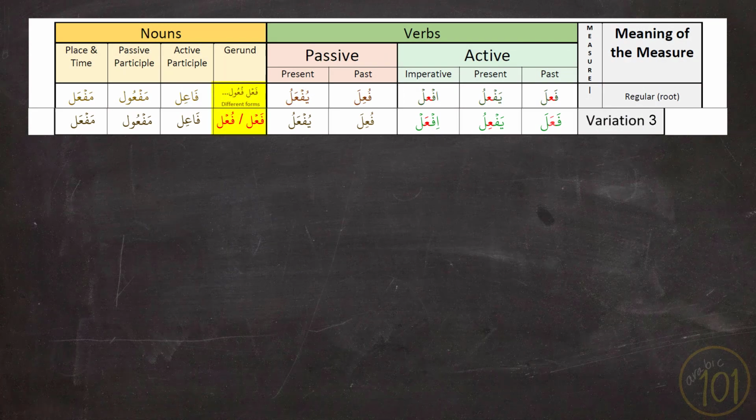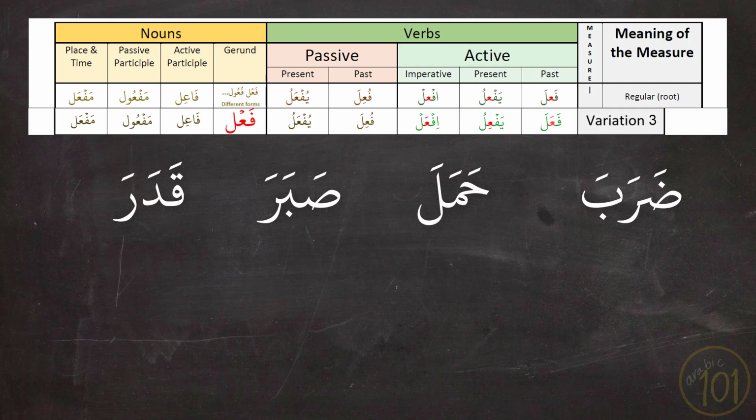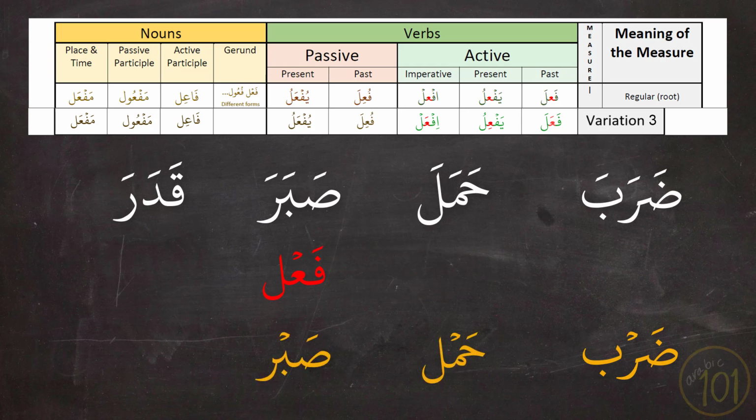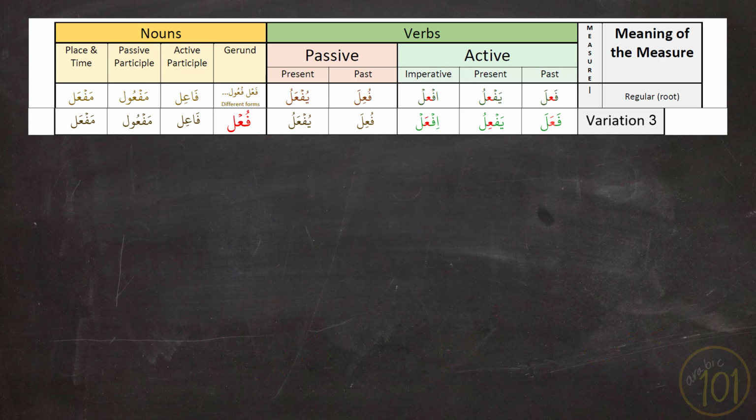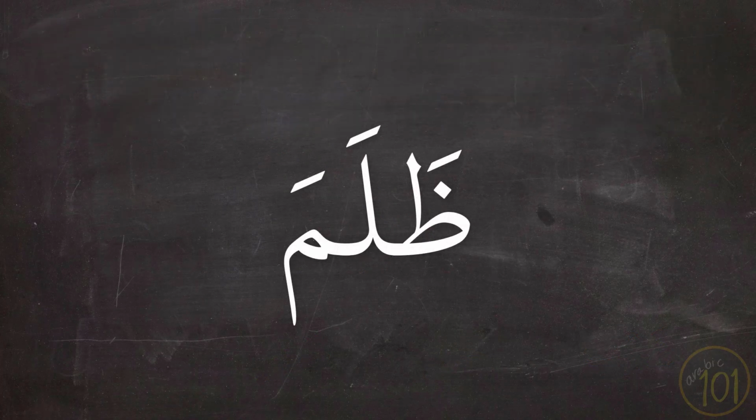patterns for the gerund form, فعل and فعل. And these verbs, which we have just learned, use the first pattern for the gerund form. So this means we go from ضرب to ضرب, حمل حمل, صبر صبر, and so on. And the coming set of verbs will use the pattern فعل for the gerund form. The first verb is ظلم, and it means to wrong, like in this example.